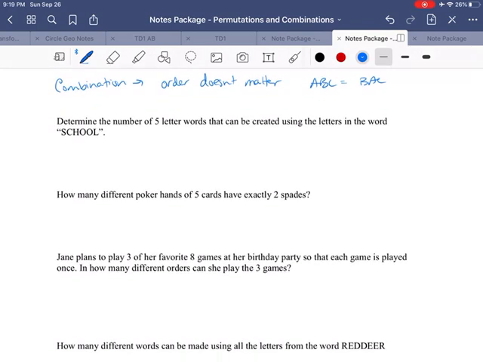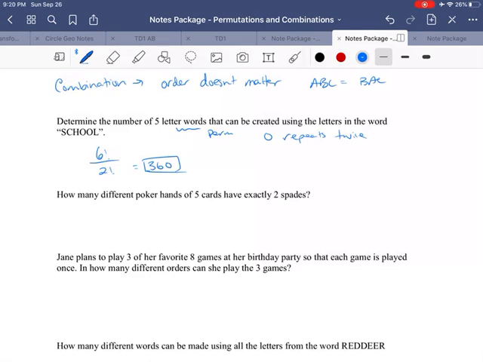So determine the number of 5-letter words that can be created using the letters in the word school. So if we're doing words, that's going to be a perm. Okay, and if it's a permutation, you can use 6 factorial for making, we're arranging the 6 letters, but the O repeats twice. So 2 factorial underneath. So 360 in total.